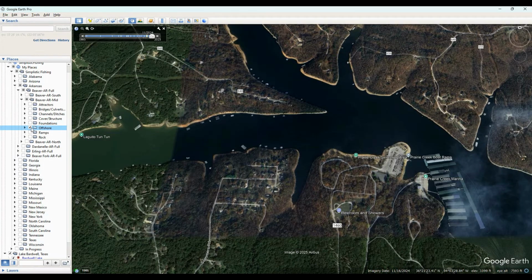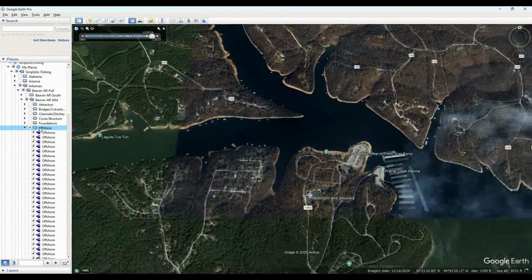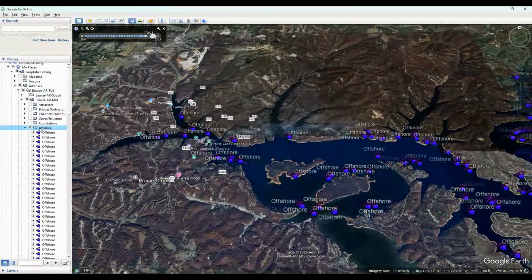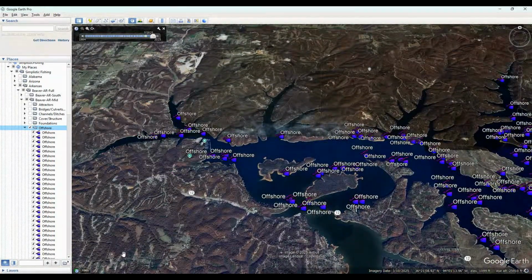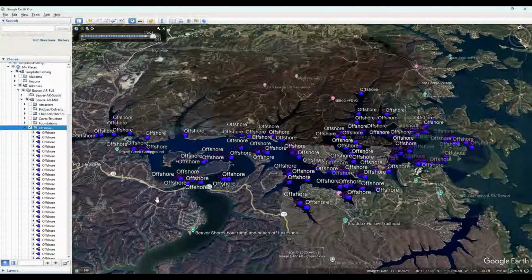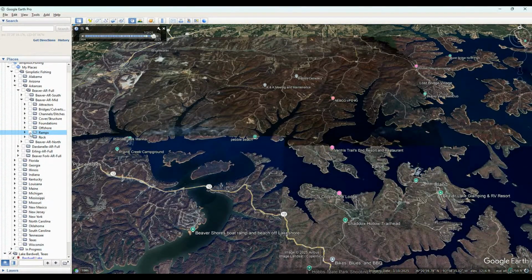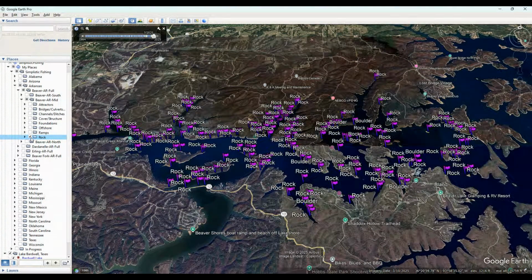We got all the offshore stuff, so I won't spend too much time on that because we can't really tell the offshore stuff, so we can't see the contours on Google Earth, but just kind of show you what's out there. Got a lot of different offshore spots out there to take a look at for sure. And then we'll finish it up with the ramps and the rock. So there's your ramps, and there is all the different types of rock.